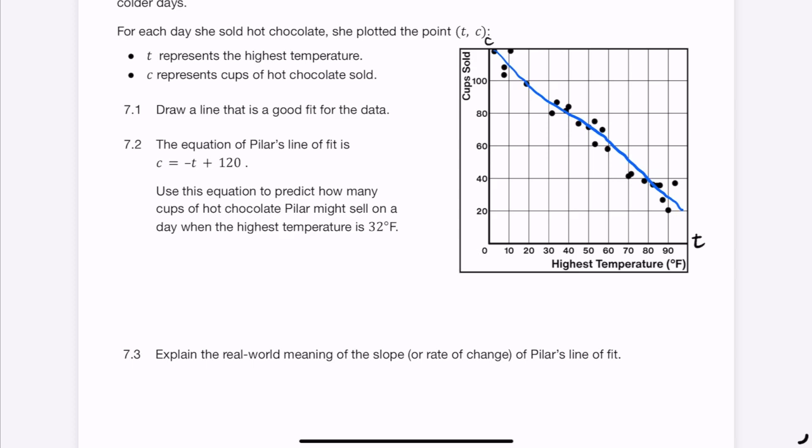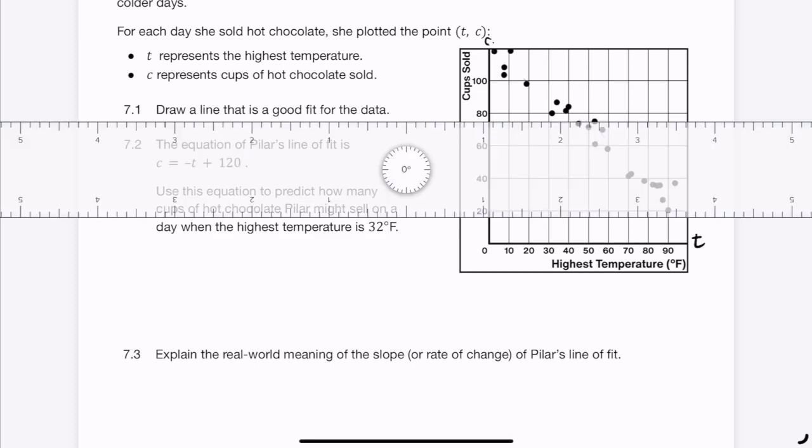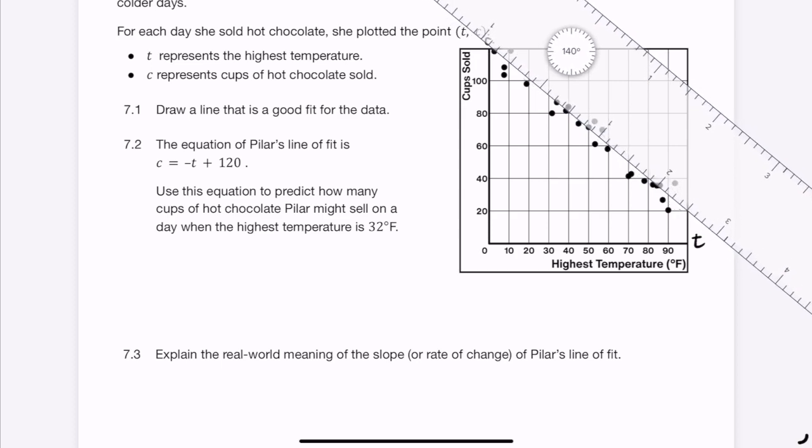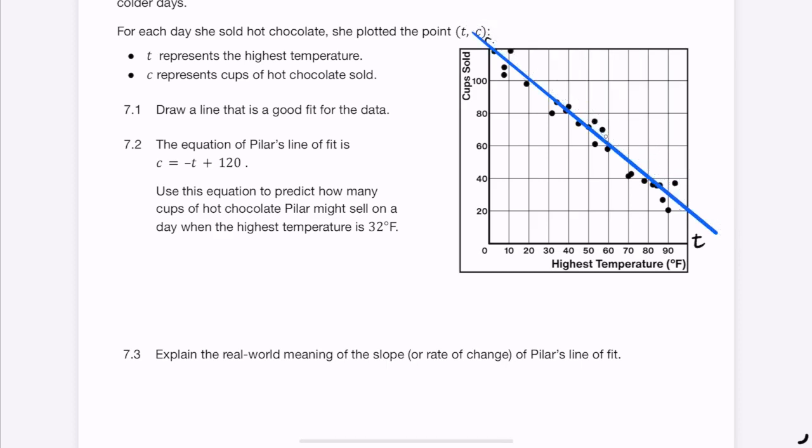You do want it to be a line. I give you a ruler on the test if you want a ruler. You don't need a ruler for what I'm saying, but it shouldn't be touching all the points, right? It's one line going through the middle. So something like that. Okay?